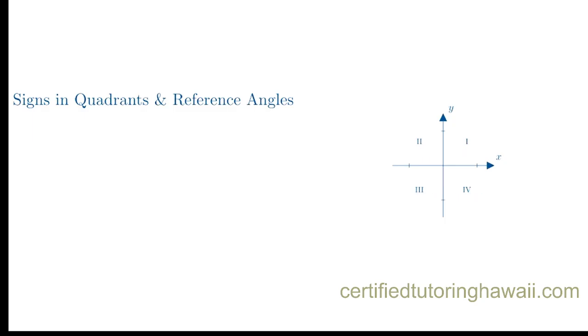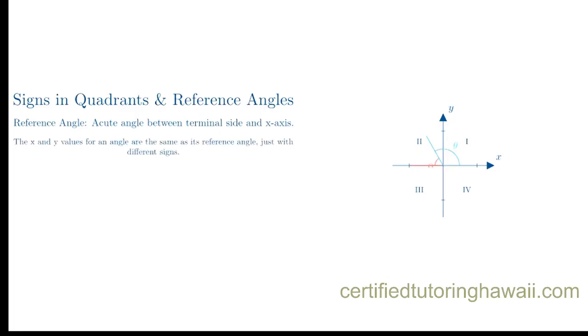Now for the reference angle. The reference angle for any angle theta is the acute angle formed by the terminal side of theta and the x-axis. It's always a positive angle between 0 and pi over 2. The magic of the reference angle is that it helps us find the coordinates. The x and y values for an angle are the same as its reference angle, just with different signs.